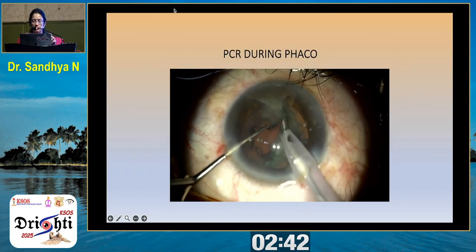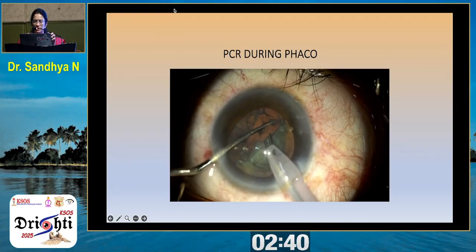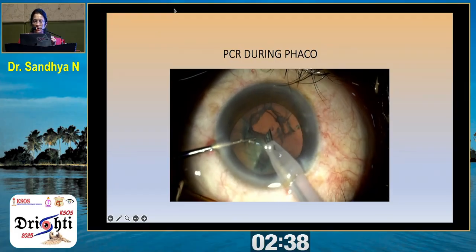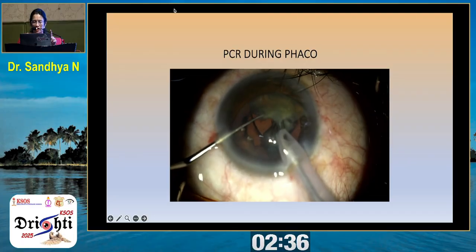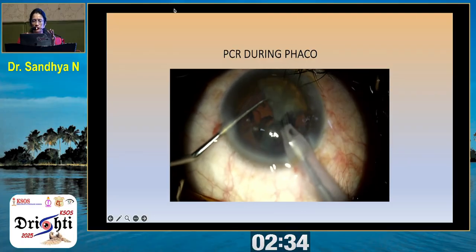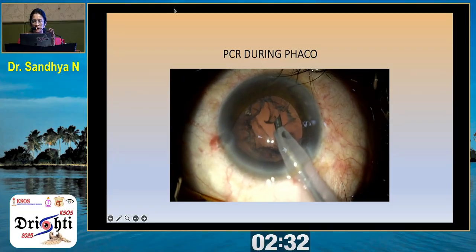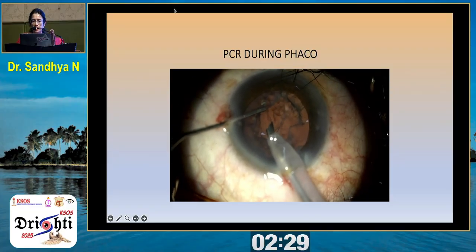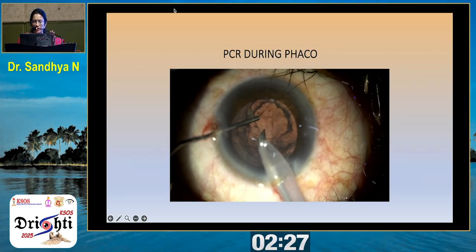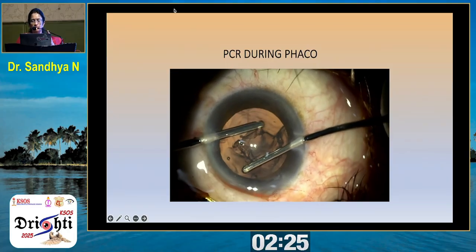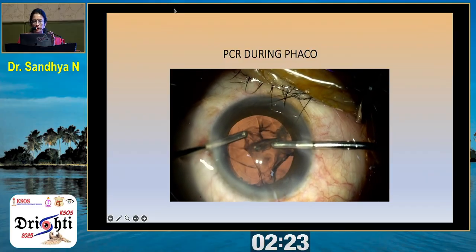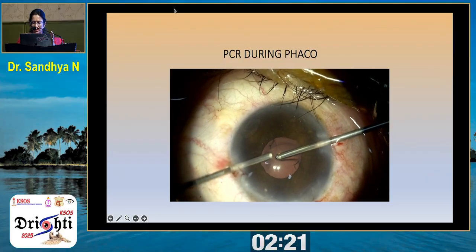Now in this case, PC rent happened during phacoemulsification. The clear area there was overlooked, and with continued irrigation, it got enlarged. So I continued with phacoemulsification. I was lucky that the pieces didn't drop into the vitreous. Actually, I could have stopped there, put dispersive OVD, and moved the pieces away from the area of the rent and emulsified. Or alternatively, I could have used an IOL scaffold technique.